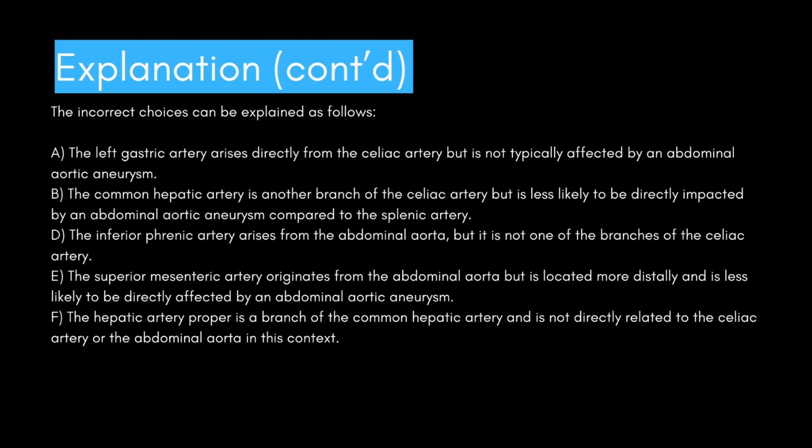The inferior phrenic artery arises from the abdominal aorta, but it is not one of the branches of the celiac artery. The superior mesenteric artery originates from the abdominal aorta, but is located more distally and is less likely to be directly affected by an abdominal aortic aneurysm. The hepatic artery proper is a branch of the common hepatic artery and is not directly related to the celiac artery or the abdominal aorta in this context. Let's go ahead and move on to the next question.